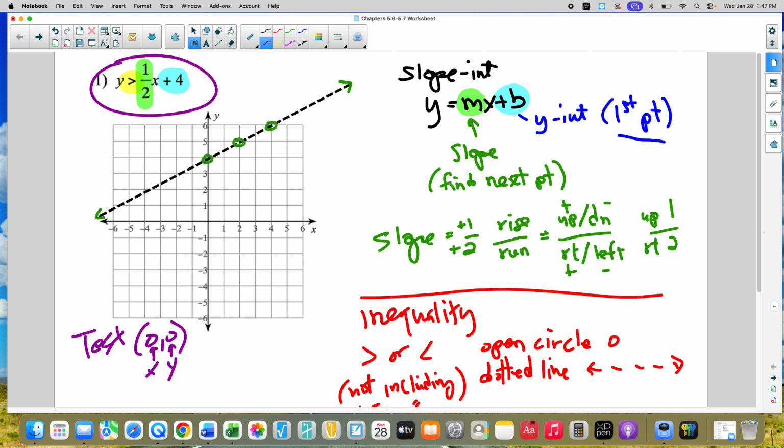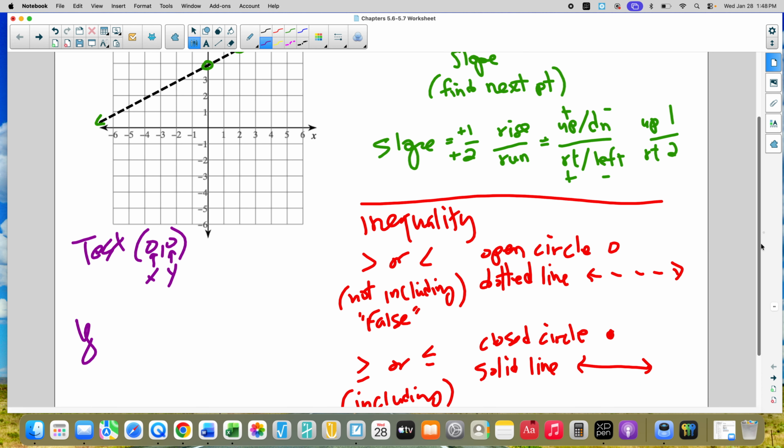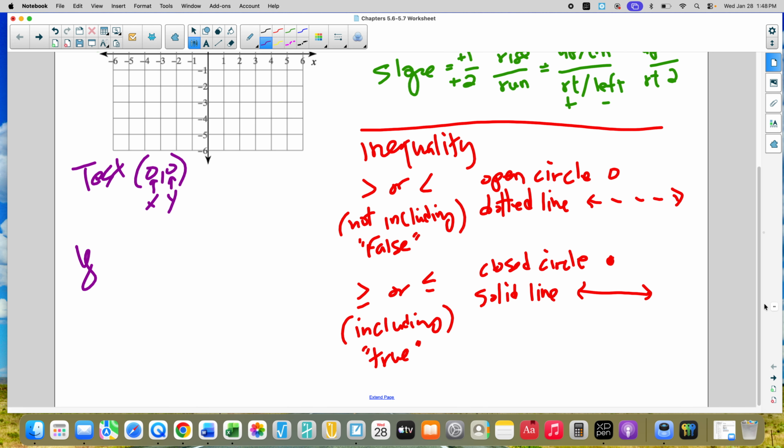So I'm going to take this equation, y is greater than 1/2 x plus 4, and now I'm going to substitute these values in for x and y. So my y value is 0, my x value is 0, and I'm going to simplify. 1/2 times 0 is 0.